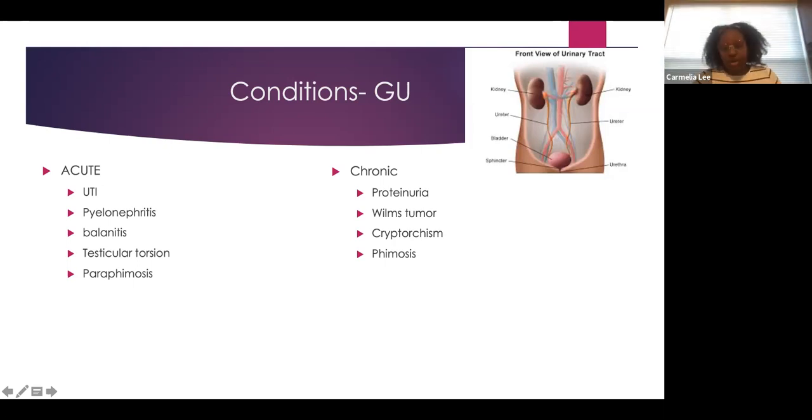Balanitis is an acute issue. Balanitis is an infection of the glans penis and foreskin. So this is again an acute problem, something that the parent would come in seeking immediate treatment for.